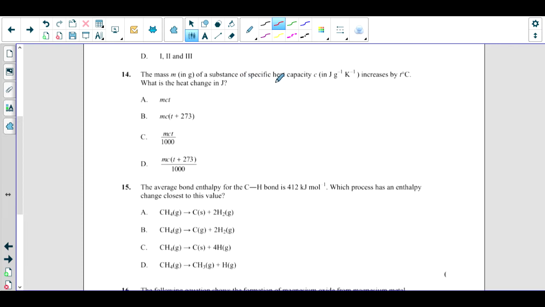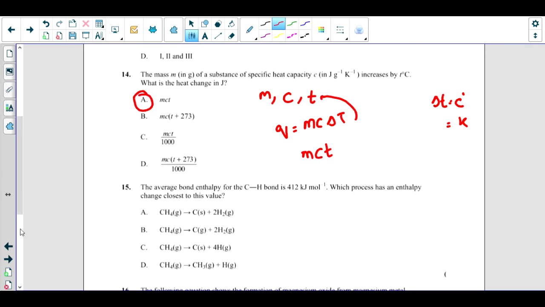The mass of a substance is M, specific heat is C, and the temperature is increased by T degrees centigrade. Delta T in centigrade is equal to Kelvin, because when you have delta T, it's already converted, so its value is always the same, so you can use it in Kelvin also. So what is the correct answer? You know the formula. It is MC delta T for Q, and here MCT, because delta T is T, so the correct answer is A.